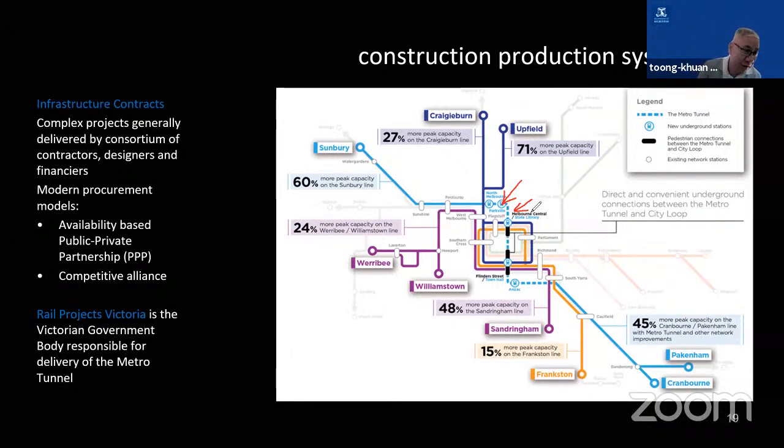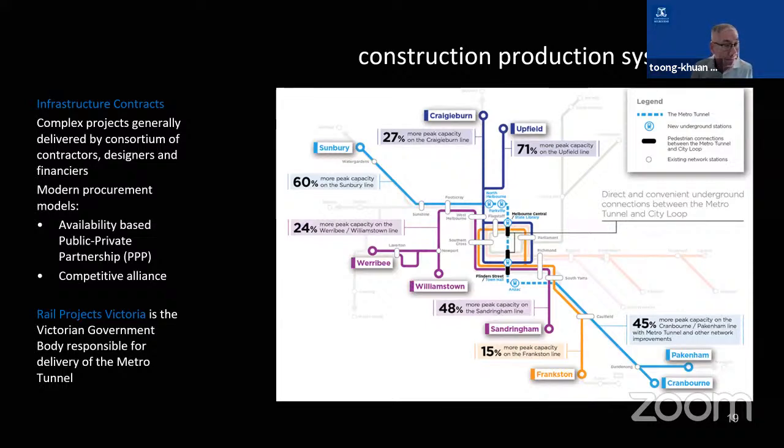So this is an extension and a new line. The light blue line is a new line, going from Sunbury and connecting to the Pakenham-Cranbourne line. These are some of the modern procurement methods that we use. Rail Projects Victoria is the Victorian government body that is responsible for the delivery of the Metro Tunnel.